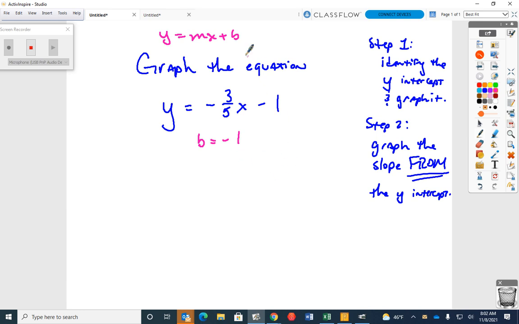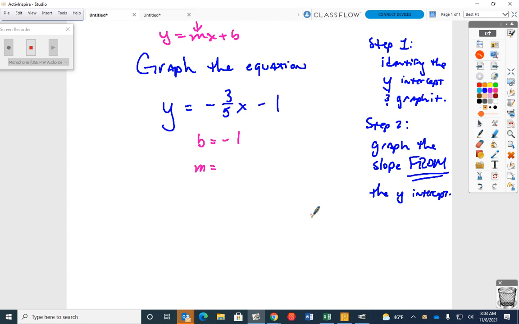Now, what is in place of the m? M is my slope, isn't it? M is my slope. What's in place of that m right here? Negative. Okay, why did one person tell me that? What's in place of my slope? Negative 3/5. Okay, so I'm going to have m equals.